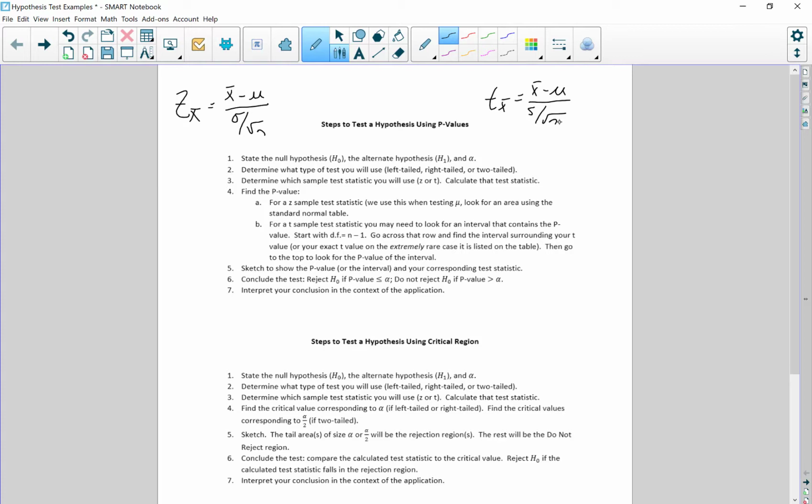I will provide you with that table on the final exam. So I'm going to show you how to do it using that table today. And then lastly, sketch your region. So sketch the tails.